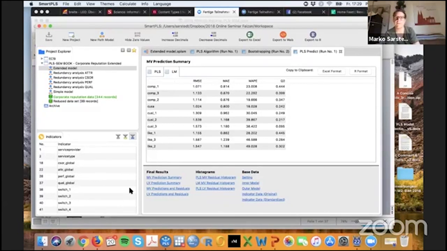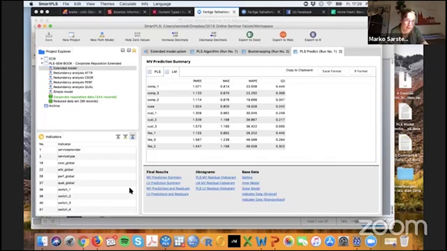In CBSEM, this was never really an issue because most people want to minimize the number of indicators that they use to get the model identified. So you use like 3 or 4 indicators per construct to get it at least identified. So that's why most CBSEM models have 3 or 4 indicators.